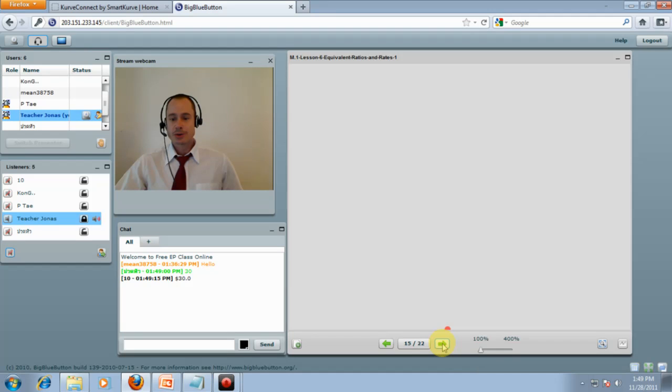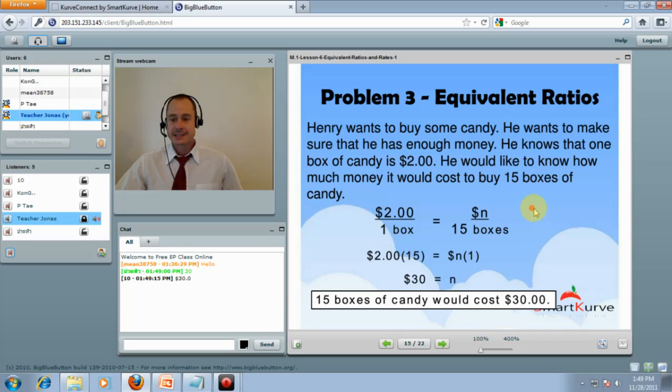So now I will show you, and of course in this case it's not very difficult. You put the first ratio, $2 divided by one box, and then you put your variable, n dollars, divided by 15 boxes. And then you got your equation, and you do the cross product again. So you take $2 times 15 boxes, and then you have 1 times n. And you have $30.